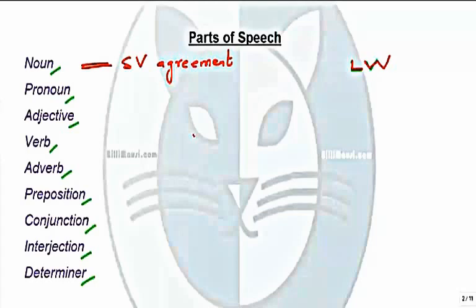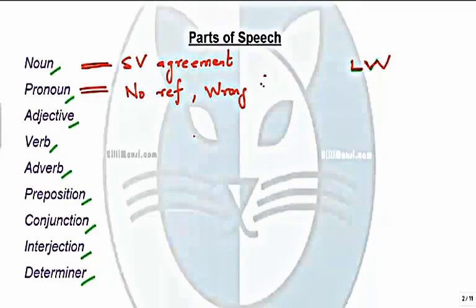Pronoun. Pronoun is a word used instead of a noun. Again, pronoun plays a very vital role because it helps us find out a lot of errors, namely no reference for pronoun, wrong reference of pronouns, squinted pronouns, another important one. Adjective. Adjectives are important in understanding the questions based on comparisons.